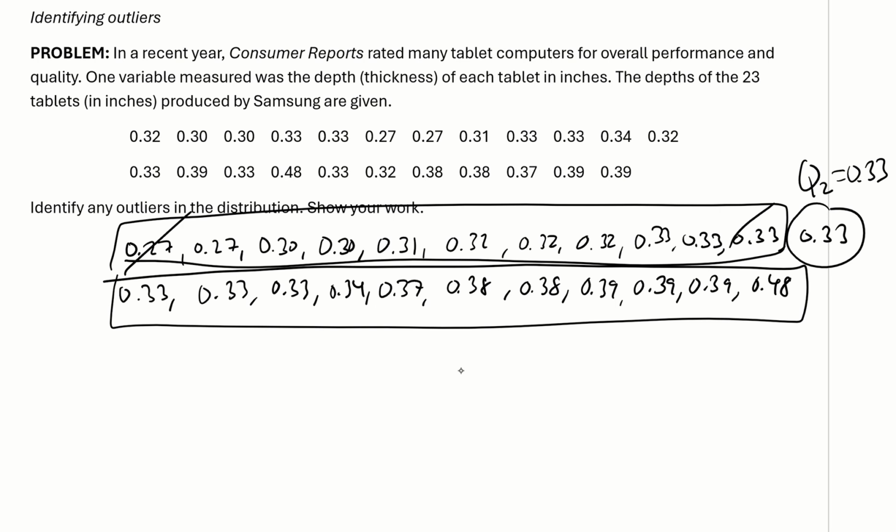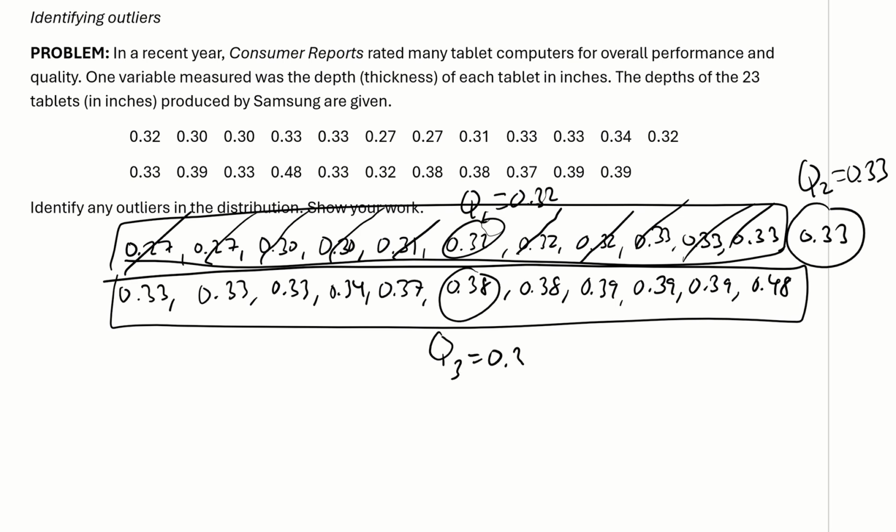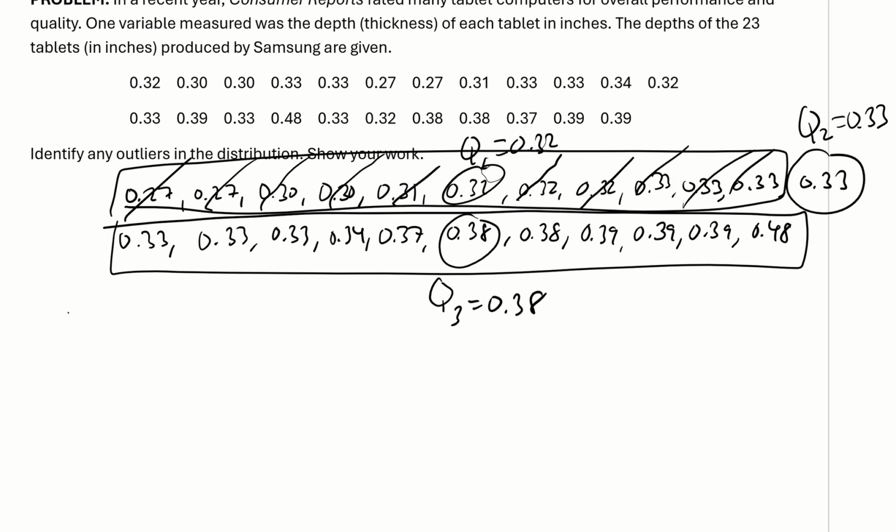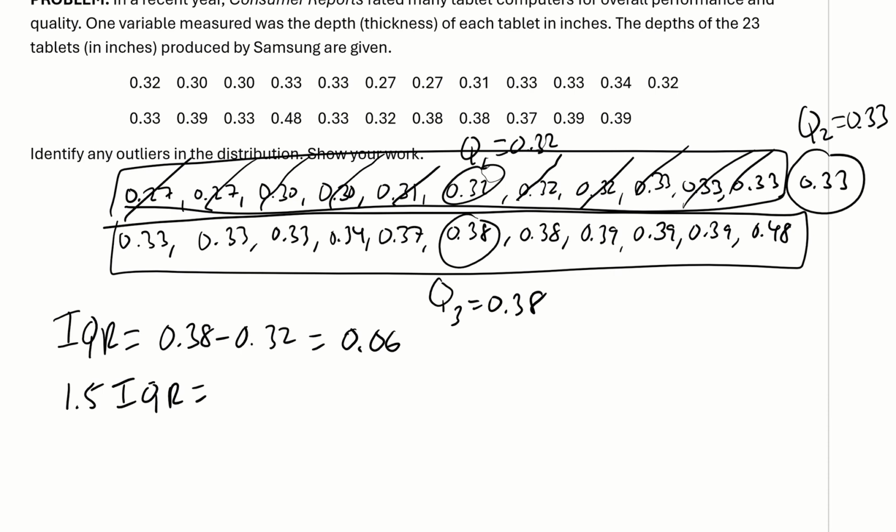So it's got to be, this has got to be my first quartile, one middle number. And this has got to be my third quartile, one middle number. Okay, so now we can find the IQR, which is the third quartile minus the first quartile. And then we're going to multiply that by 1.5. So to identify outliers, we need to use the 1.5 IQR rule. So we take the IQR and we multiply it by 1.5.